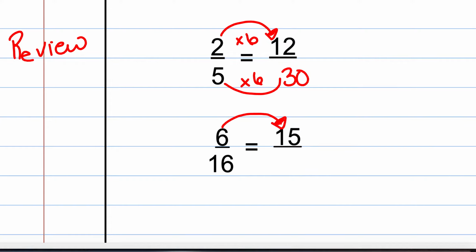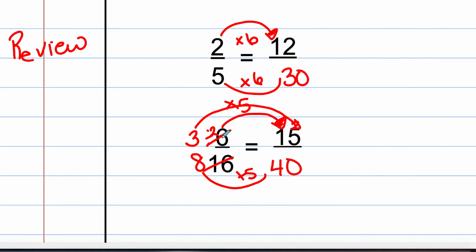6 to 15, that doesn't go nice, so I simplify. In this case, I'm going to simplify by 2. So I'm going to basically go down by 2, which would make this 3. Divide this by 2 is 8. So I went down by 2 to now go up by 5. And 5 times 8 is 40. So again, the factor of change, I made it 2 times smaller to make it 5 times bigger.